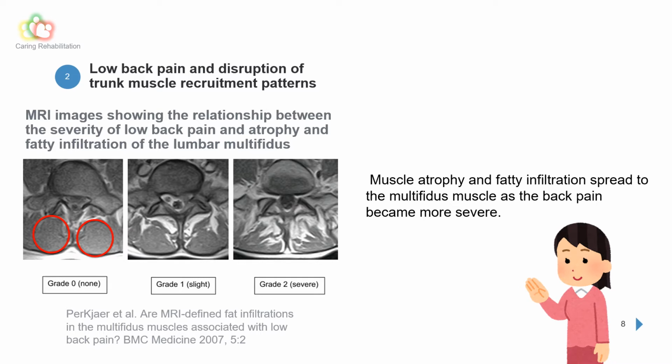The MRI image of the transverse section of the lumbar region is shown in the figure. Grade 0, no back pain, Grade 1, mild back pain, and Grade 2, severe back pain. The area circled in red is the multifidus muscle. Compared to Grade 0 multifidus, Grade 1 multifidus shows atrophy and the atrophied muscle is replaced by fat. In Grade 2, there was more atrophy of the multifidus muscle and a larger area of white fatty tissue.